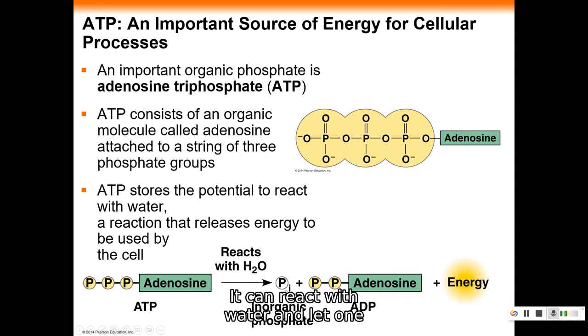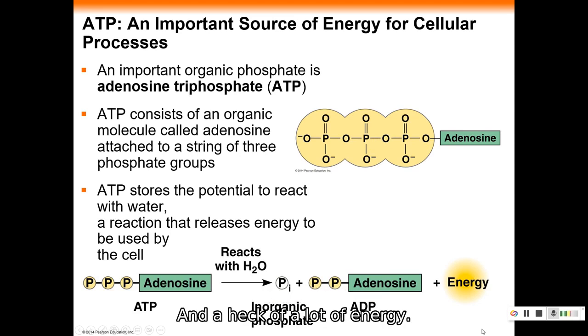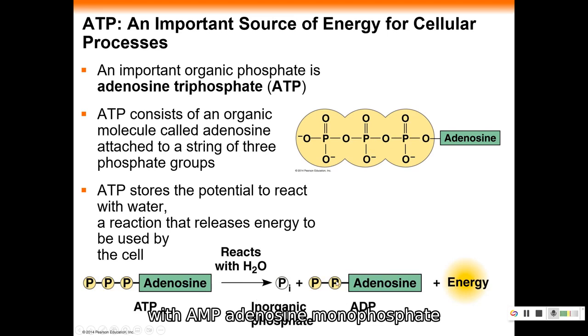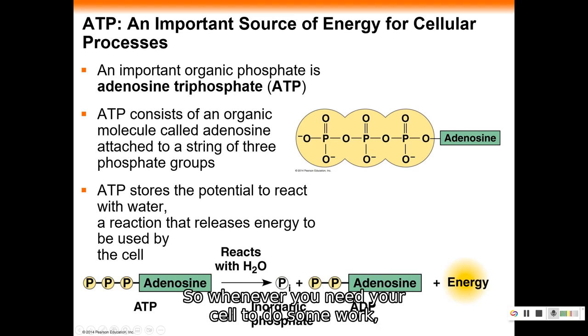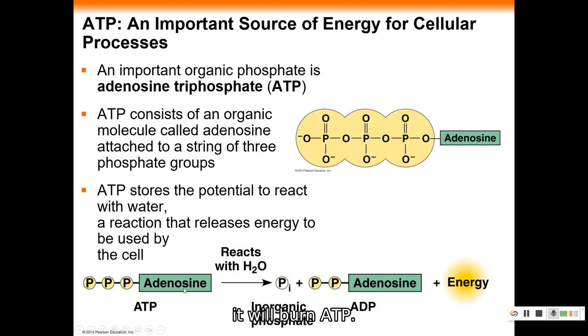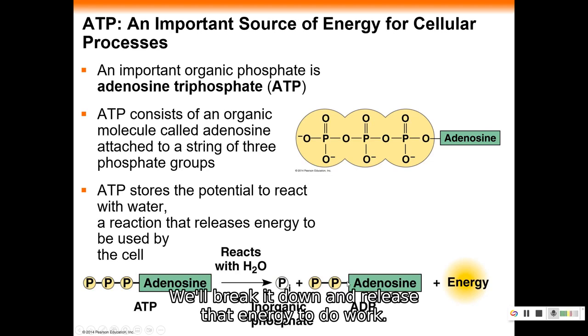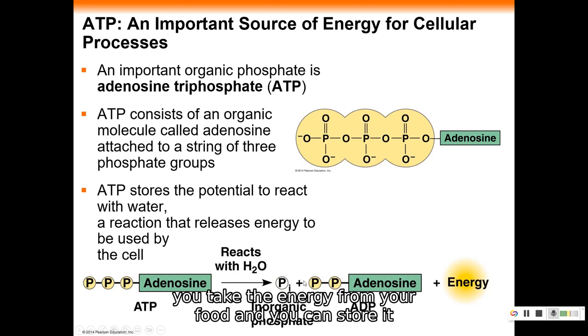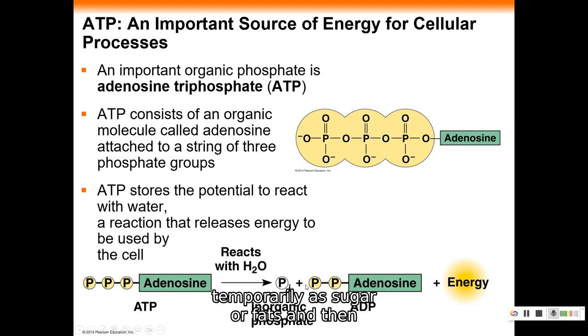It can react with water and let one of those phosphate groups be released, leaving ADP, adenosine diphosphate. So adenosine has 2 phosphates on it and a heck of a lot of energy. And then ADP can break right along this bond and end up with AMP, adenosine monophosphate, and a little bit of energy. So whenever you need your cell to do some work, it will burn ATP. It will break it down and release that energy to do work. And when you eat something, you take the energy from your food and you can store it temporarily as sugar or fats and then break down those sugars and fats to create ATP.